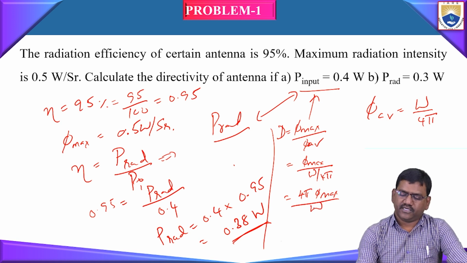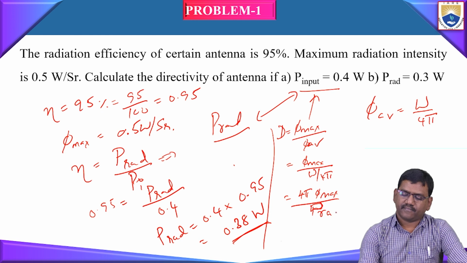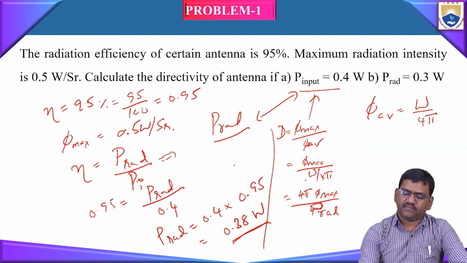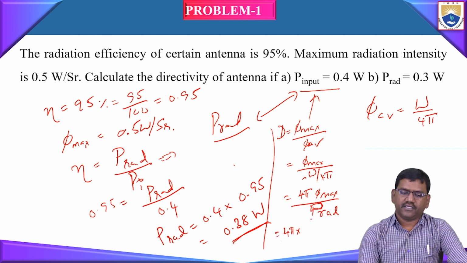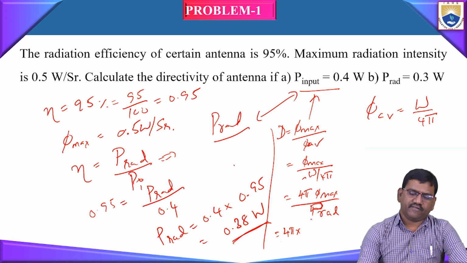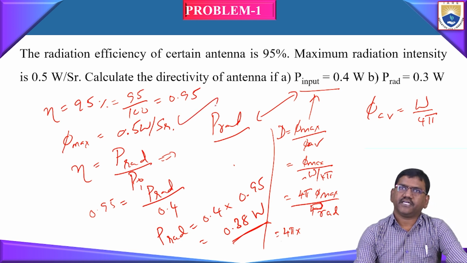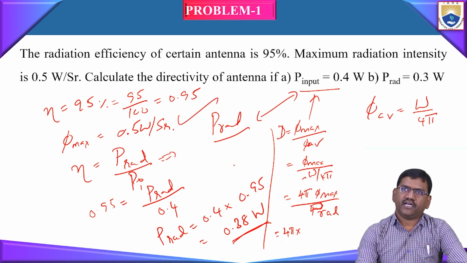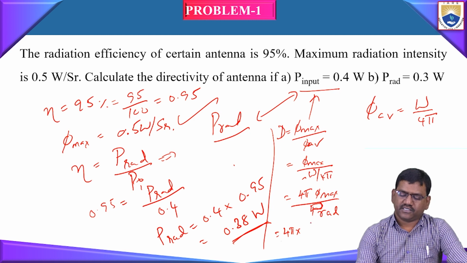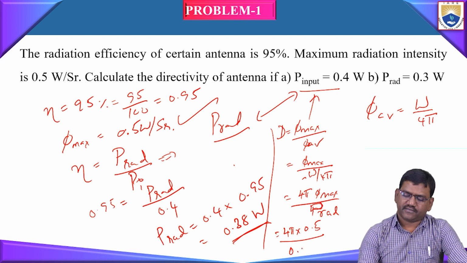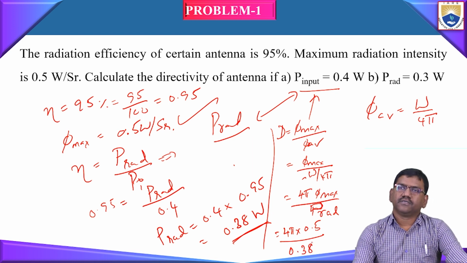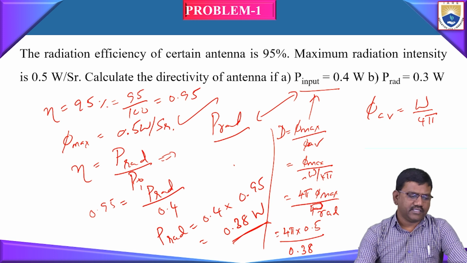So this W is nothing but power radiated. From this equation you will get 4 pi into the maximum radiation intensity. It is given as 0.5 watts per steradian. So you can substitute here 0.5 divided by the power radiated, which we got as 0.38 here.